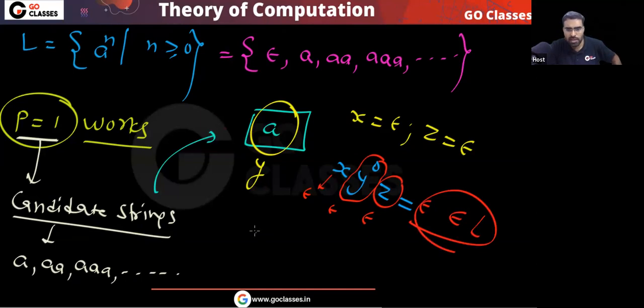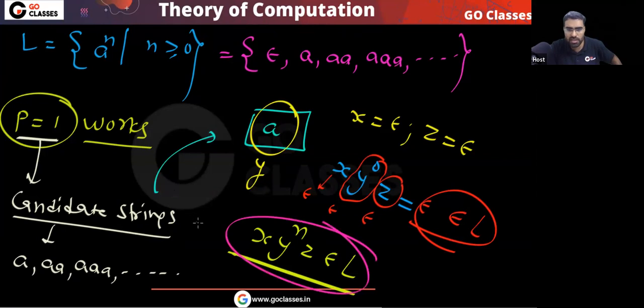Now tell me, if I repeat this y any number of times, can I definitely say that it will belong to the language? If I repeat this y any number of times, the result will definitely belong to the language. So very easily you can see this will be your answer. For every n, I can repeat this any number of times, and the resulting string will belong to L. So very simple. So this p equal to 1 will work.